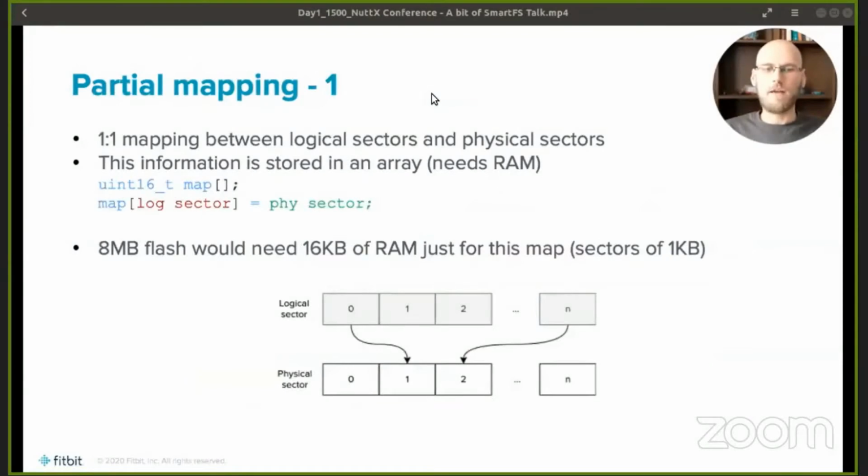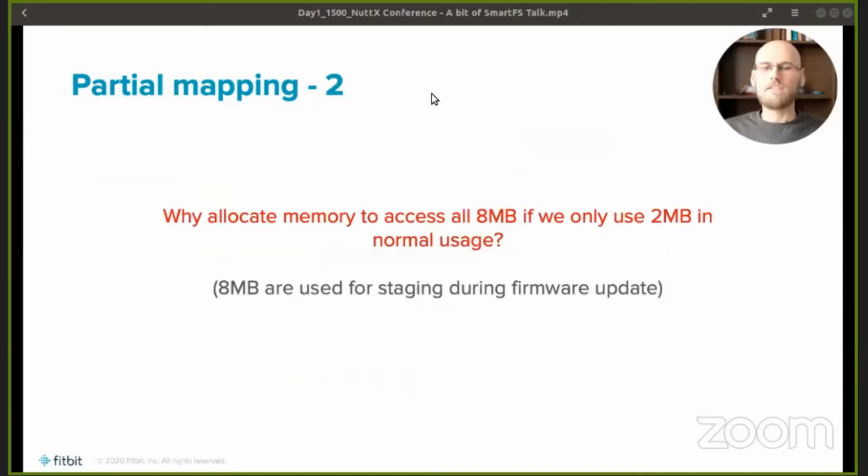SmartFS uses a one-to-one mapping between logical and physical sectors. This information is stored in an array, in RAM. For example, for 8 megabytes of flash, it would need 16 kilobytes of RAM just for this map, assuming a sector size of 1 kilobyte. This is a lot of RAM. We've asked ourselves a question: why allocate memory for 8 megabytes if we only use 2 megabytes in normal usage and 8 megabytes during firmware update as staging area?